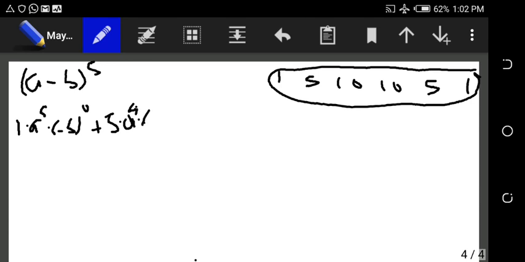We'll have 4 times b. So we'll have the second term, which is minus b.